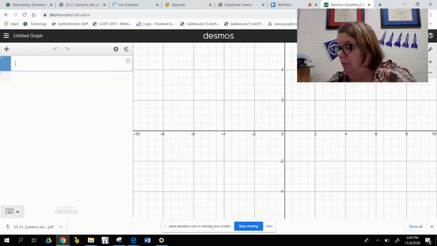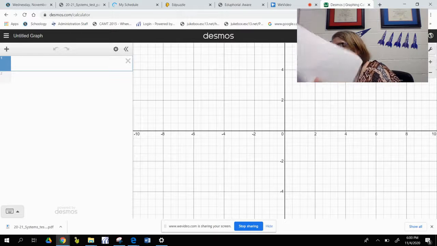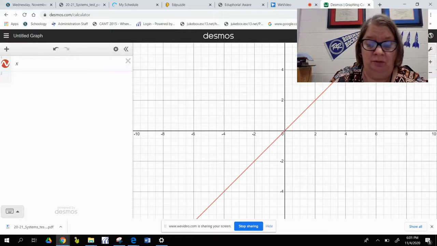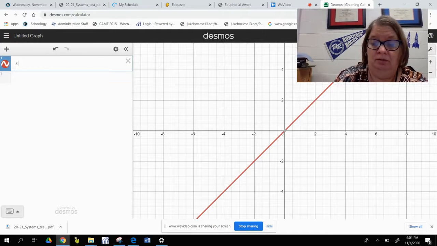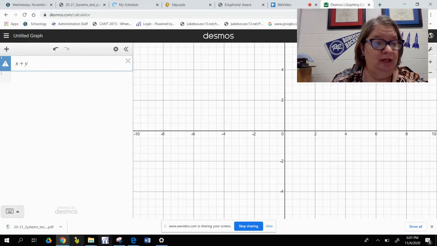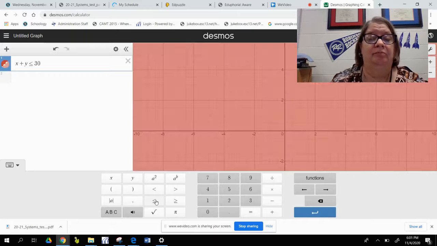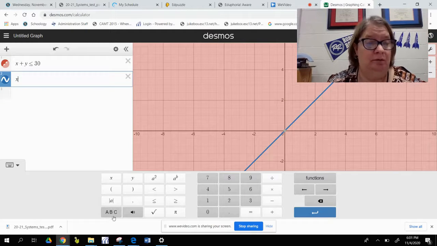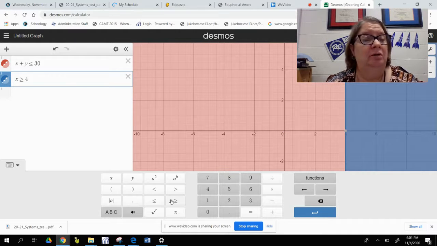Okay, the first inequality we had was x plus y is less than or equal to 30. Your little keyboard down here has all your little symbols, less than or equal to 30. Okay, next inequality was x is greater than or equal to 4. That's going to be a vertical line where x is 4.